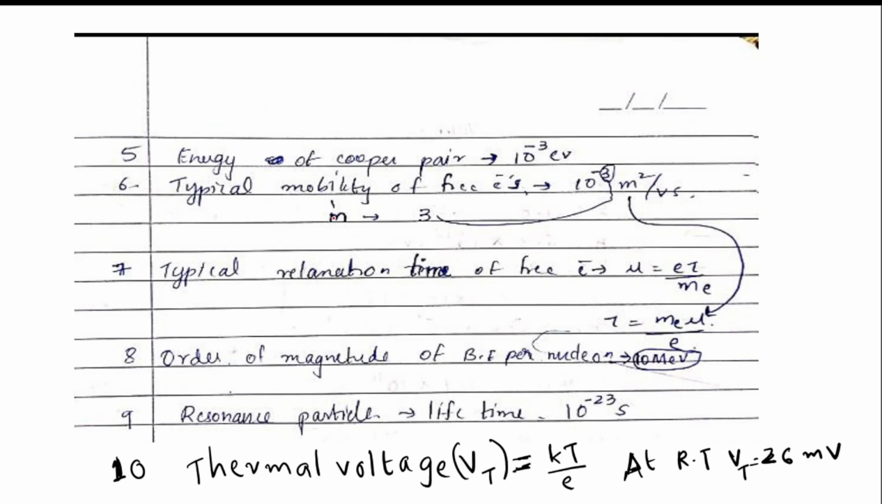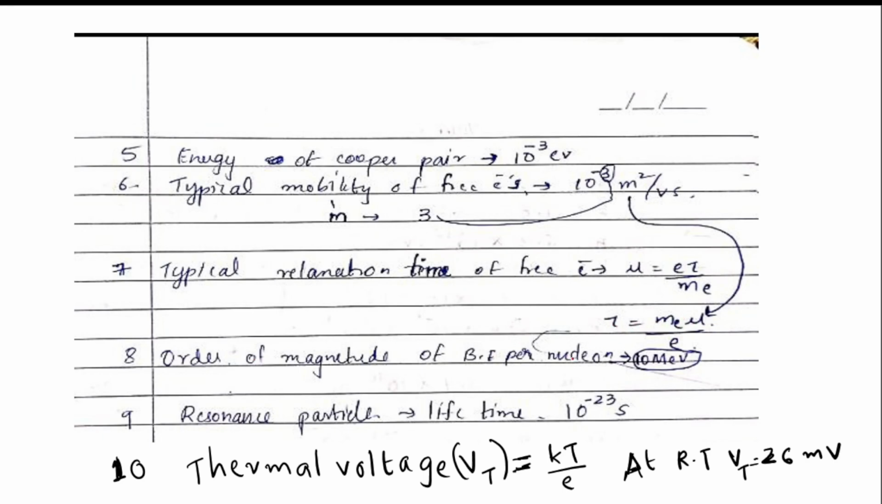I have written it for you to remember it easily. Mobility starts with the letter M. If you rotate it, you will get 3. So 10 raised to minus 3 meter square per volt second. And the typical relaxation time of free electron can be found out by this equation: mobility is e tau by m, and from this tau is equal to mass into mobility by electron charge. Plug in the typical mobility, and you will get the typical value of relaxation time.